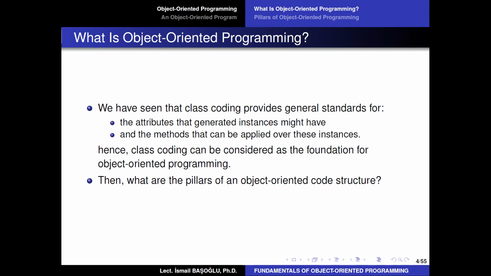Therefore, we should say that class coding is the foundation for object-oriented programming, because how the program is going to evolve around the objects is defined in the class definitions. So basically, class coding is the foundation. We know the foundation of object-oriented programming, my friends. But what are the pillars of an object-oriented code structure?